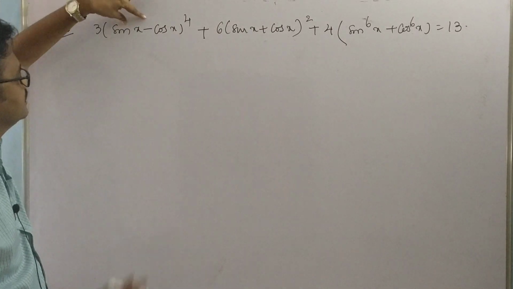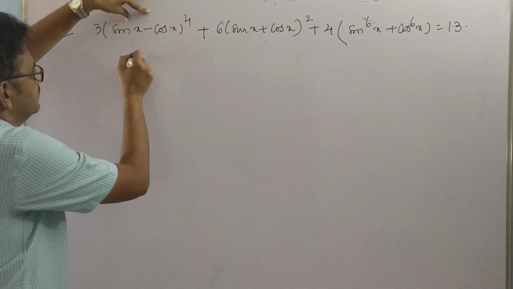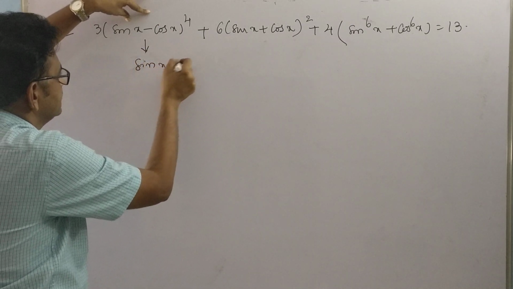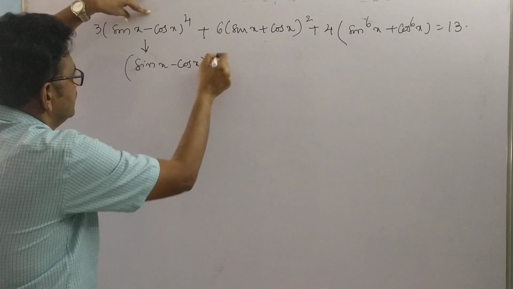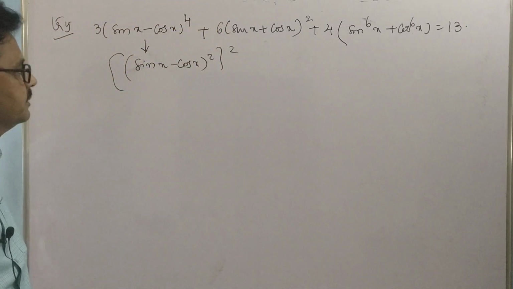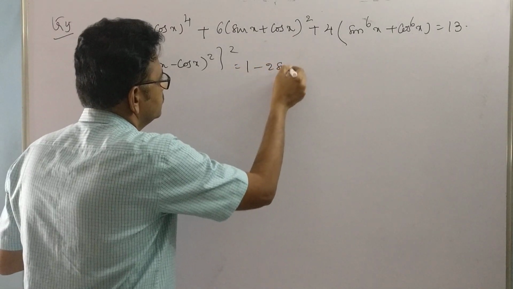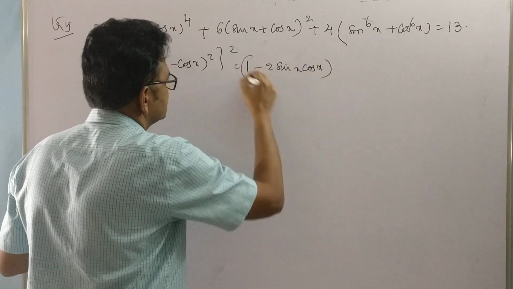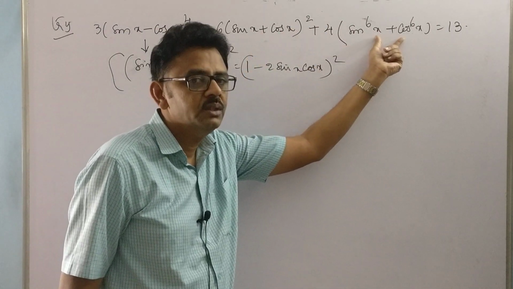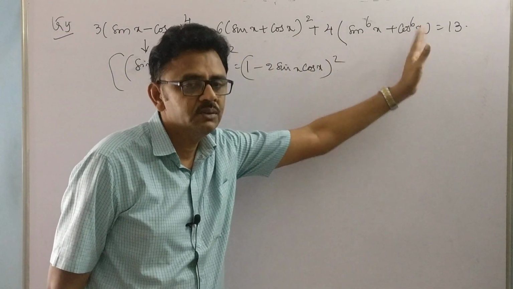So for this part you write (sin x minus cos x) whole square. So this is a square plus b square minus 2ab. That means sin square x plus cos square x is 1, minus 2 sin x cos x, whole square. Again this is the (a minus b) whole square form. This is as usual, we have just discussed this. So by solving this we get 13. Just try it yourself.